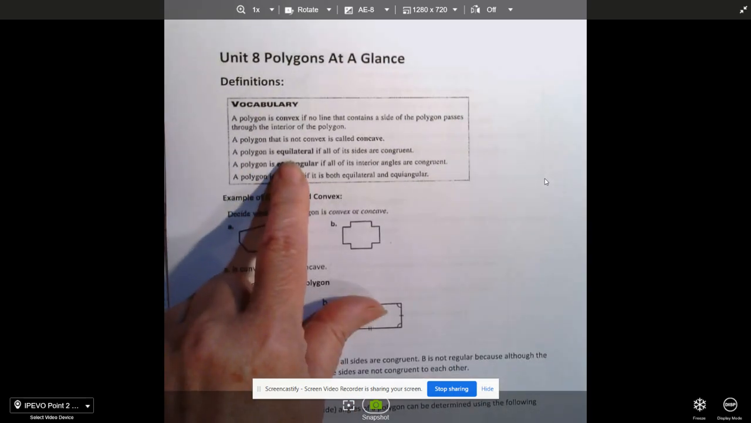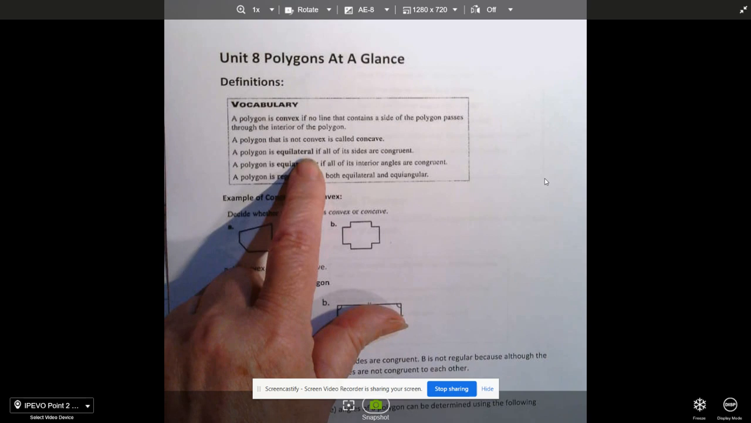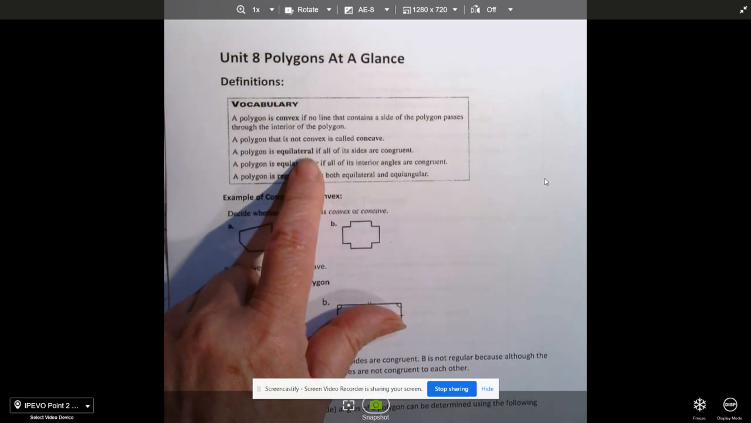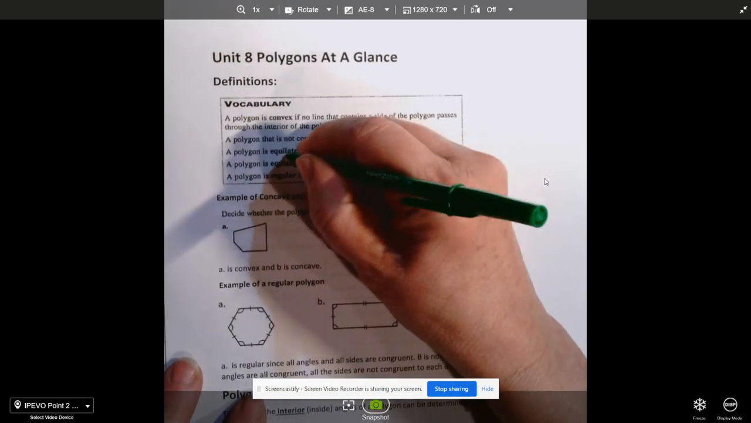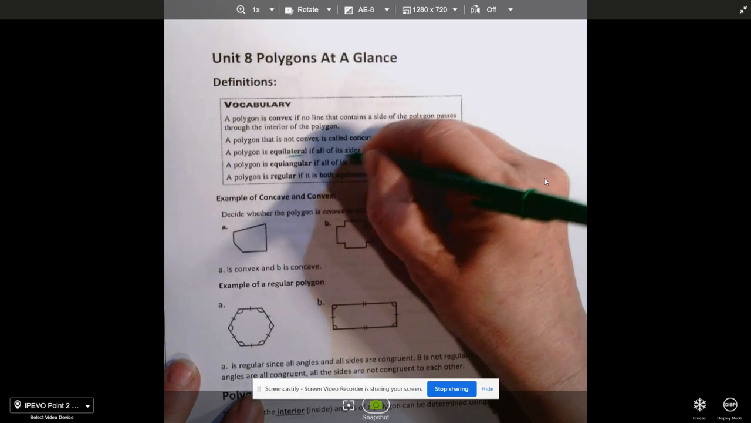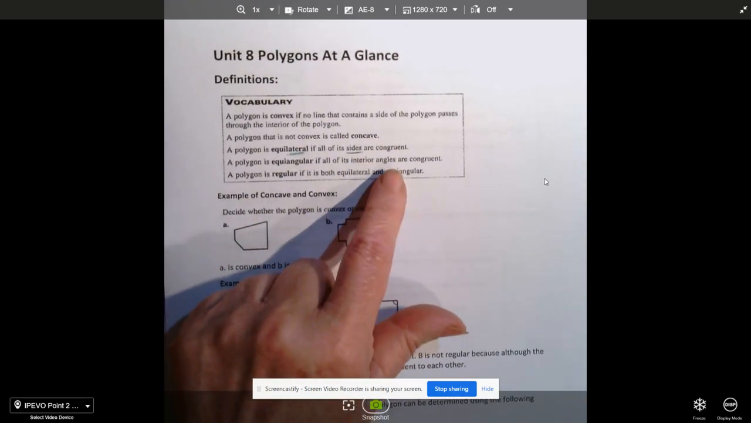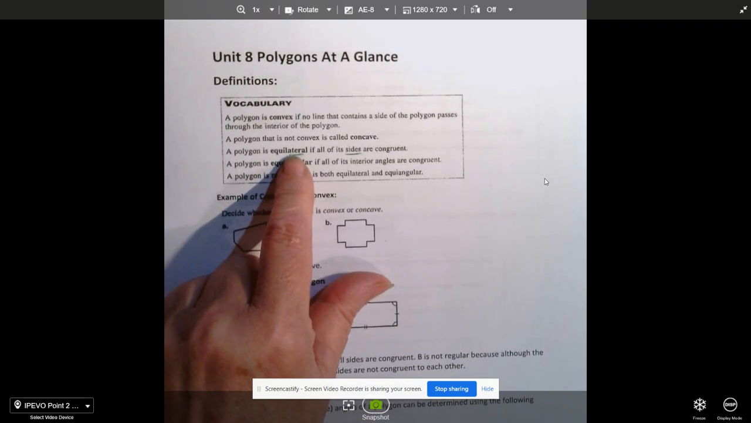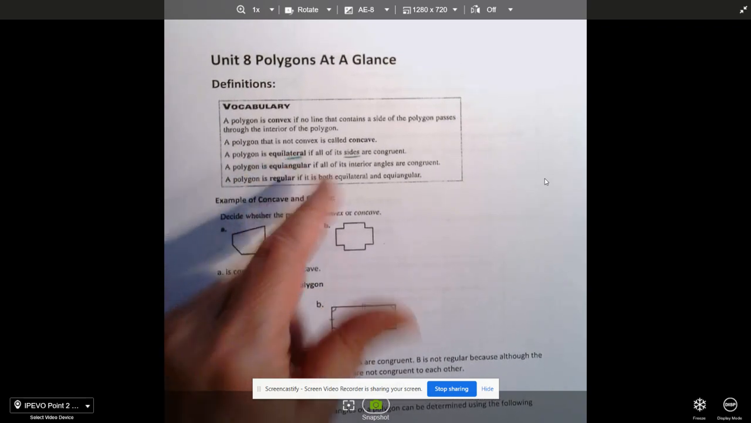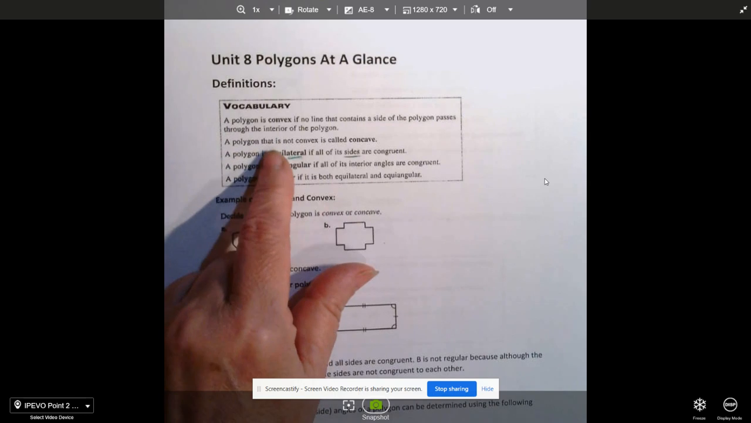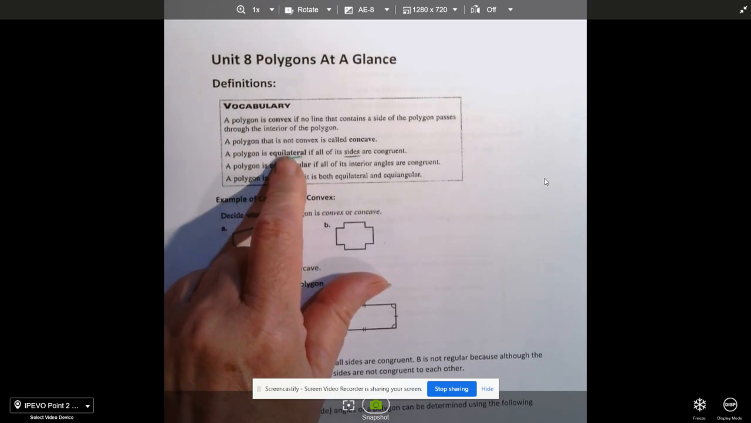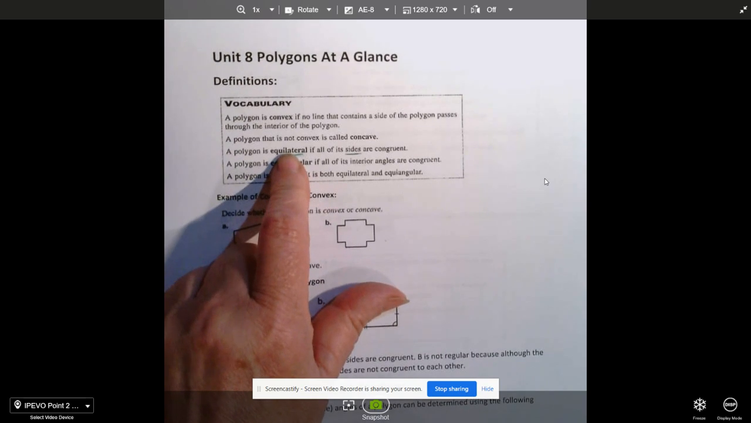A polygon is equilateral. So equilateral means its sides, lateral meaning sides. So if all the sides are congruent, then we say that it is equilateral. So for instance, a square has all sides congruent, so a square is equilateral. An equilateral triangle is a triangle that has all three sides the same length.